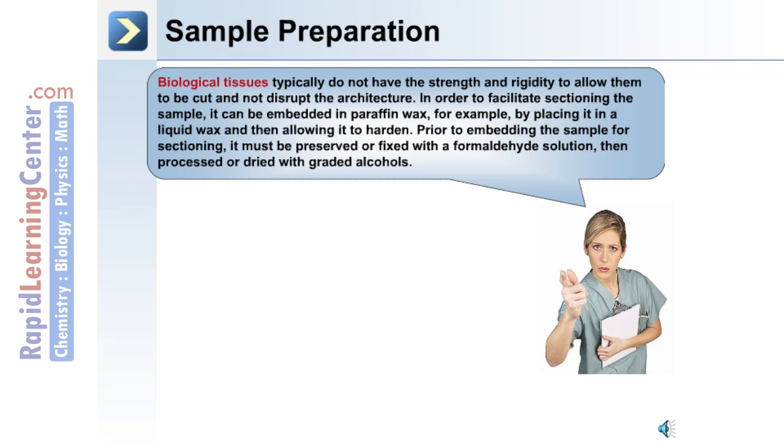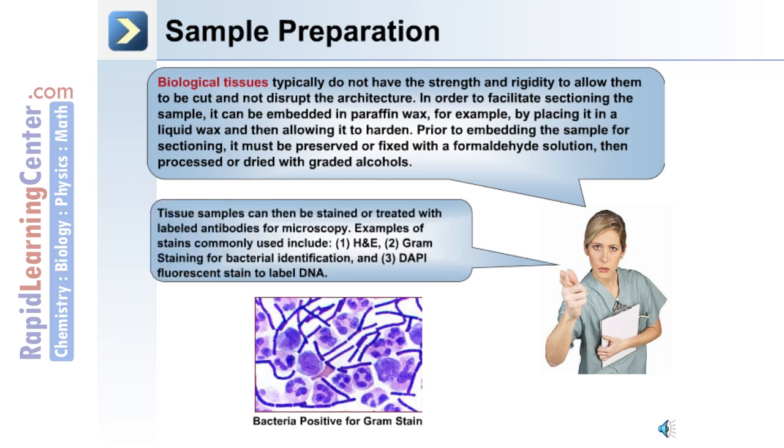However, prior to embedding the sample for sectioning, it must be preserved or fixed with a formaldehyde solution, then processed or dried with graded alcohols. The tissue samples themselves can then be stained or treated with labeled antibodies for microscopy. Examples of stains commonly used are hematoxylin and eosin, or H&E, Gram staining for bacterial identification, and DAPI, which is a fluorescent stain to label DNA in the nucleus.